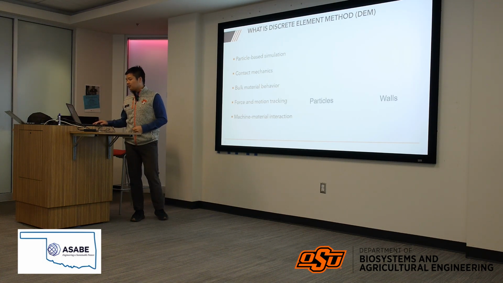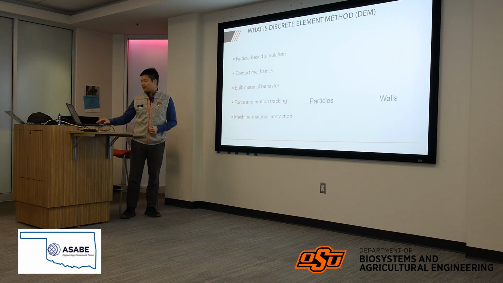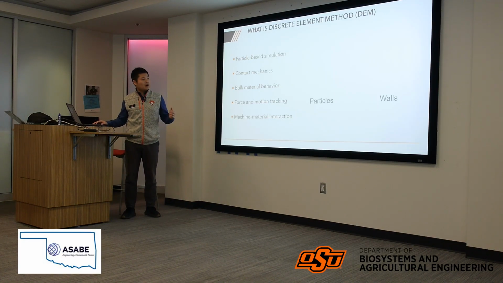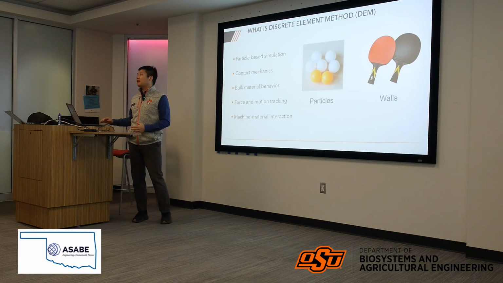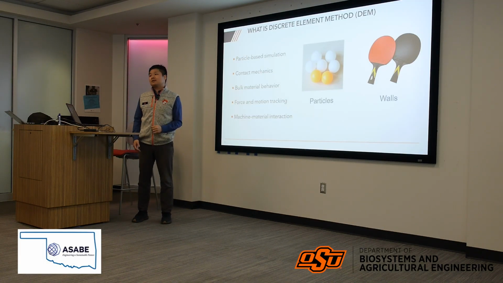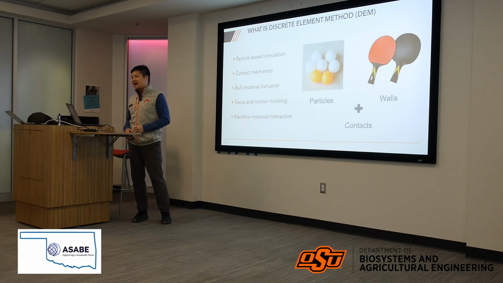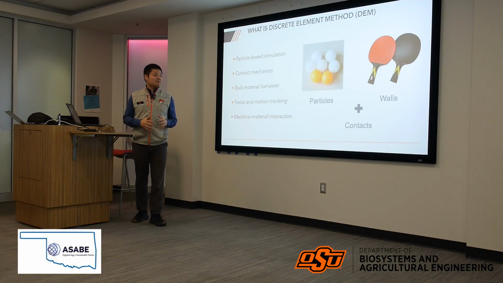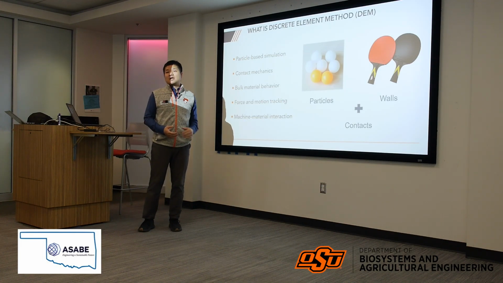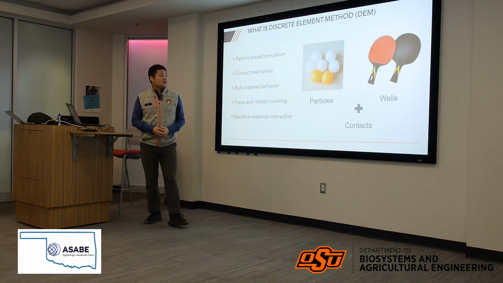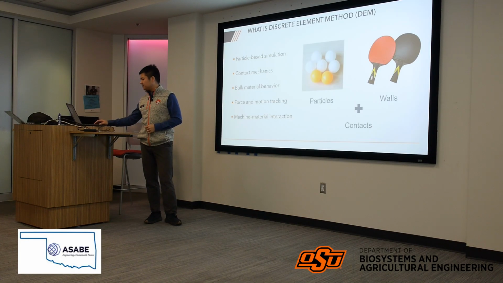A very good example to visualize DEM is table tennis. So you have particles, that's your balls. You have the boundary, the machinery components. That's your walls. And then if you add different contact mechanisms or algorithms in place, then you have essentially all the major players in this method.